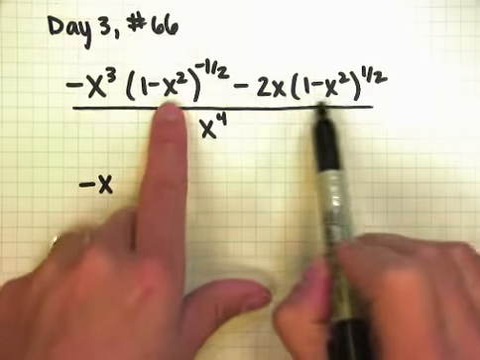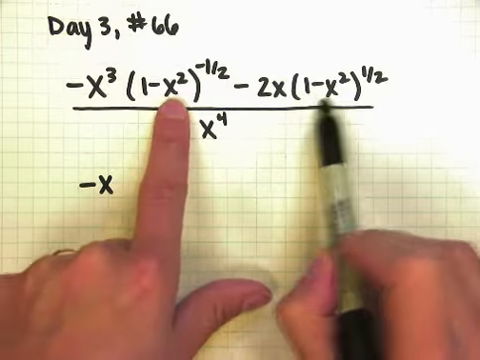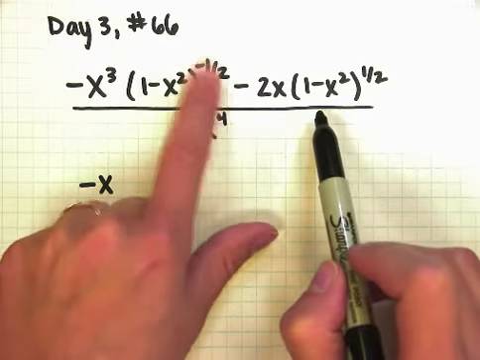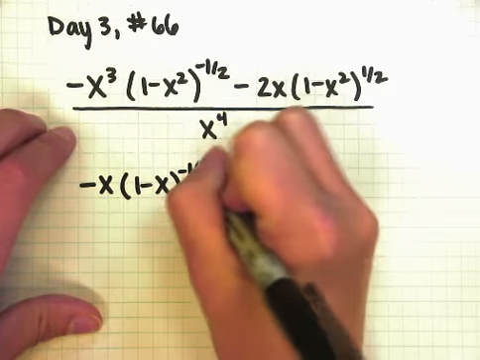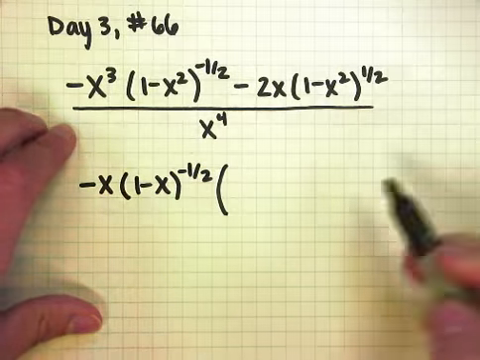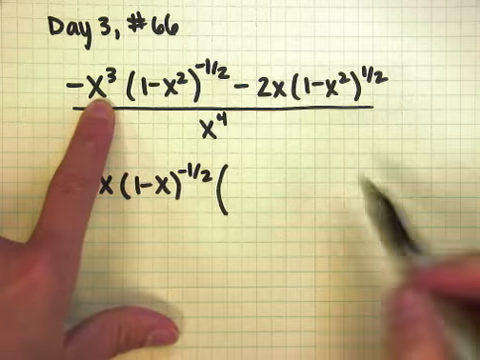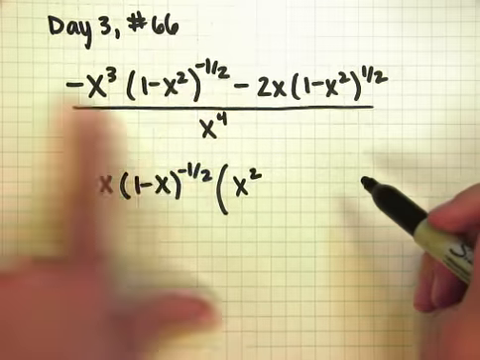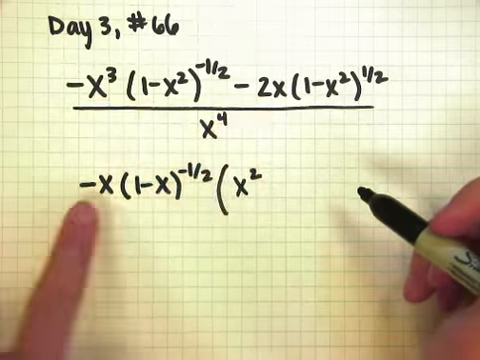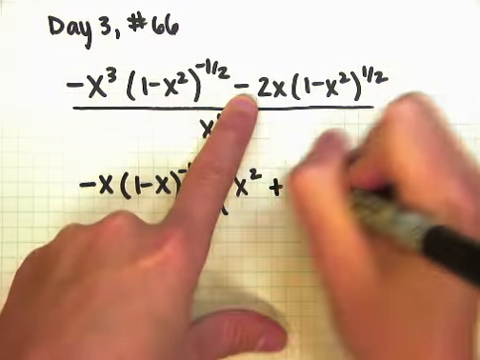And then here, with the 1 minus x squareds, I know I can take out the smaller of the two powers, so I'm going to take out the negative a half. So I've got 1 minus x squared to the negative half power. Now I'm going to write what I have left over. So when I took out the x, that left me with an x squared. And then this guy got completely taken out. I took out a negative x, so this is going to become a plus.